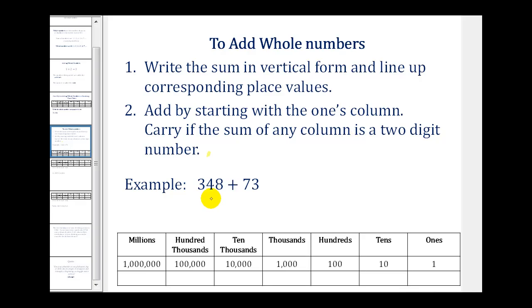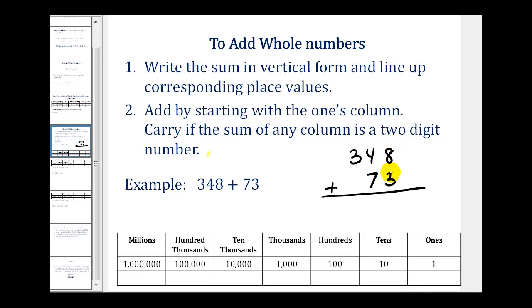So here's an example, 348 plus 73. We'll write this in vertical form, so we'll write down 348. And then writing this in vertical form, we'll line up the 7 in the tens column with this 4 in the tens column. And we'll line up the 3 with the 8 in the ones column. And now we'll find this sum by adding the columns starting with the ones column.